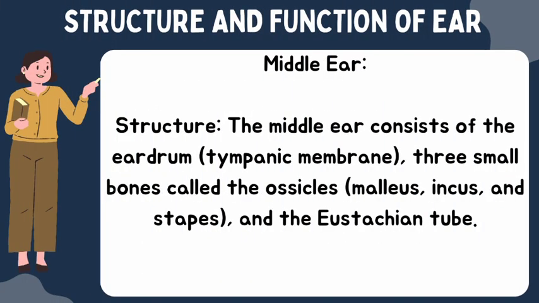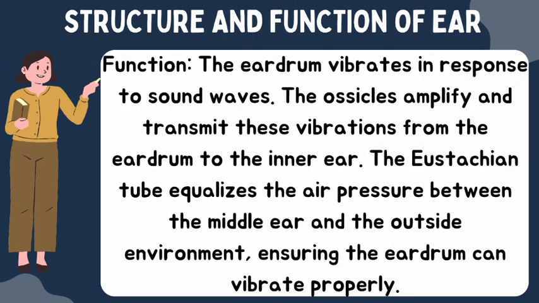Second is middle ear. Its structure: the middle ear consists of the eardrum, tympanic membrane, three small bones called the ossicles, malleus, incus, and stapes, and the eustachian tube. Function: the eardrum vibrates in response to sound waves. The ossicles amplify and transmit these vibrations from the eardrum to the inner ear. The eustachian tube equalizes the air pressure between the middle ear and the outside environment, ensuring the eardrum can vibrate properly.